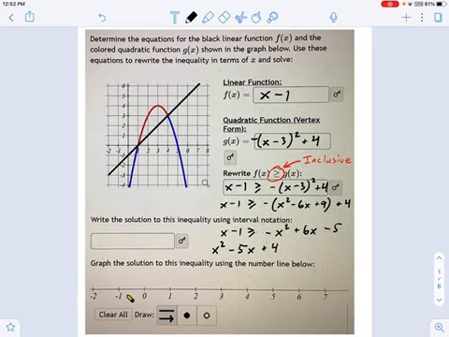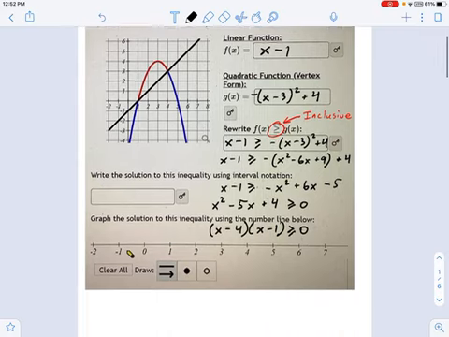And I have to keep that inequality there. So this is going to be greater than or equal to 0. And now I turn the left side into factored form, and I think we'll be ready to finish this up at that point. So this is going to be x minus 4 and x minus 1 greater than or equal to 0.